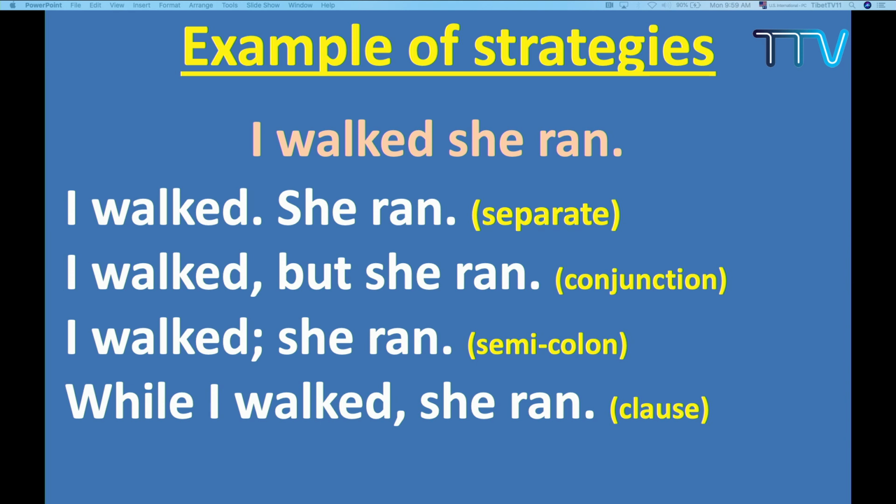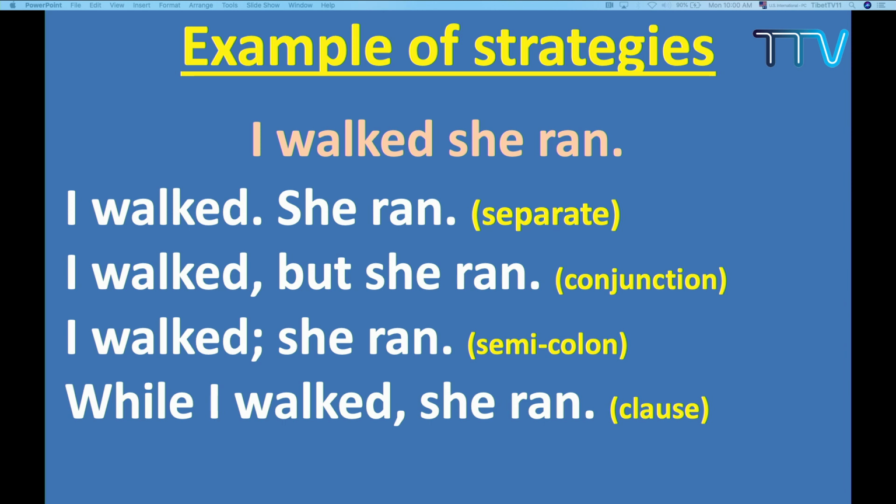Now some say there is no need to use the comma before that conjunction, but most of the time we use a comma. So, "I walked," comma, and there is a conjunction, so you have to use a comma, "but she ran." So that is the conjunction. This is how we correct it.